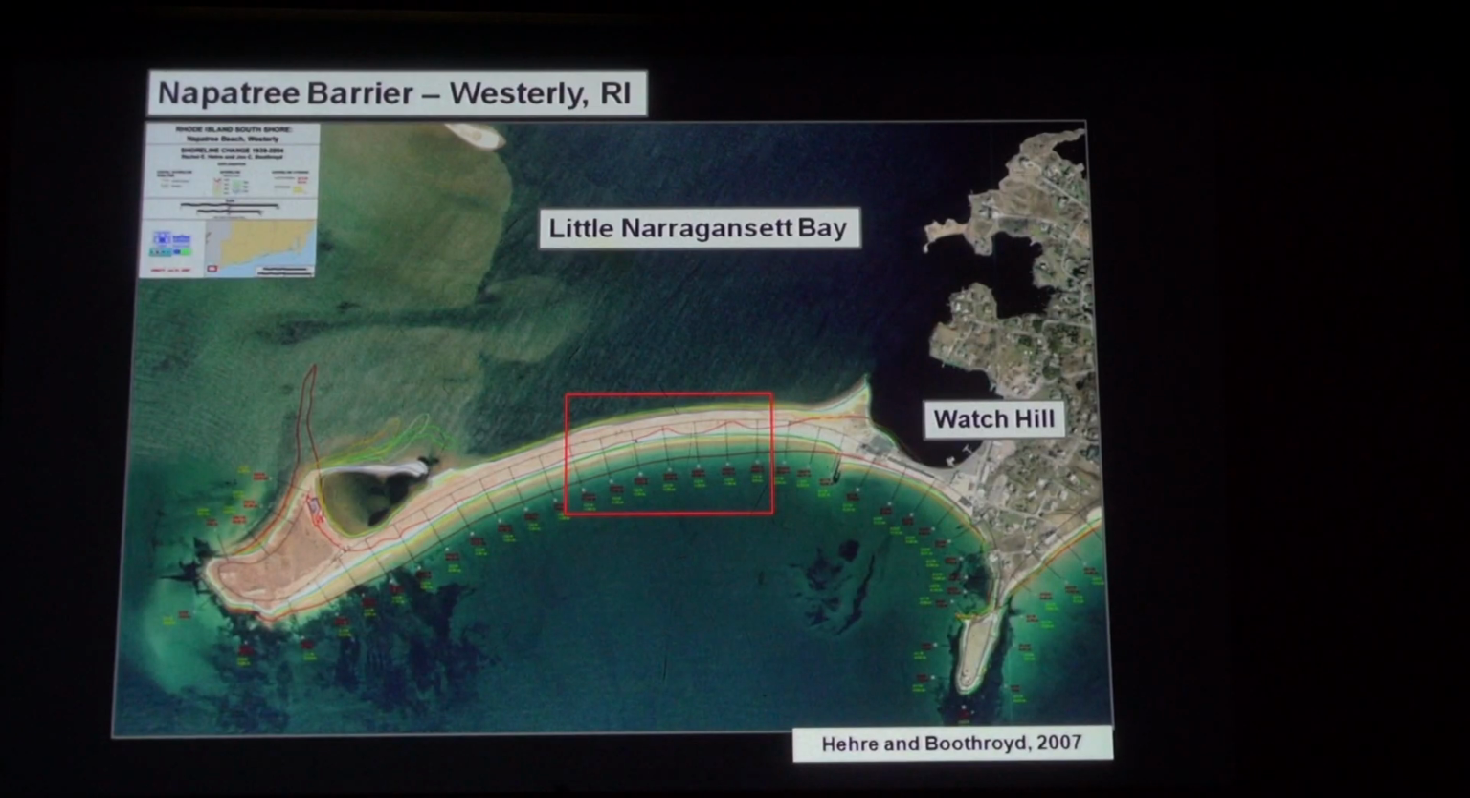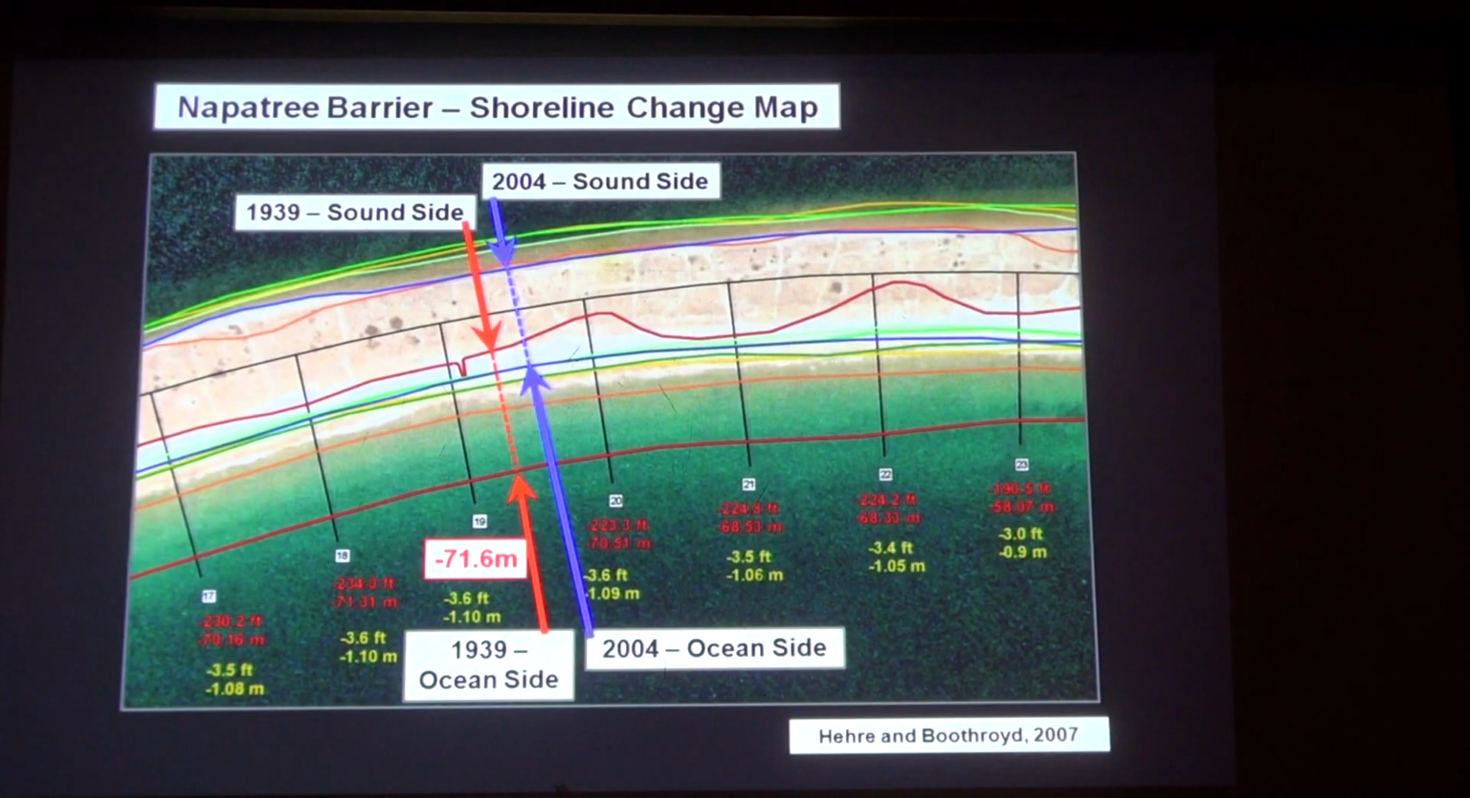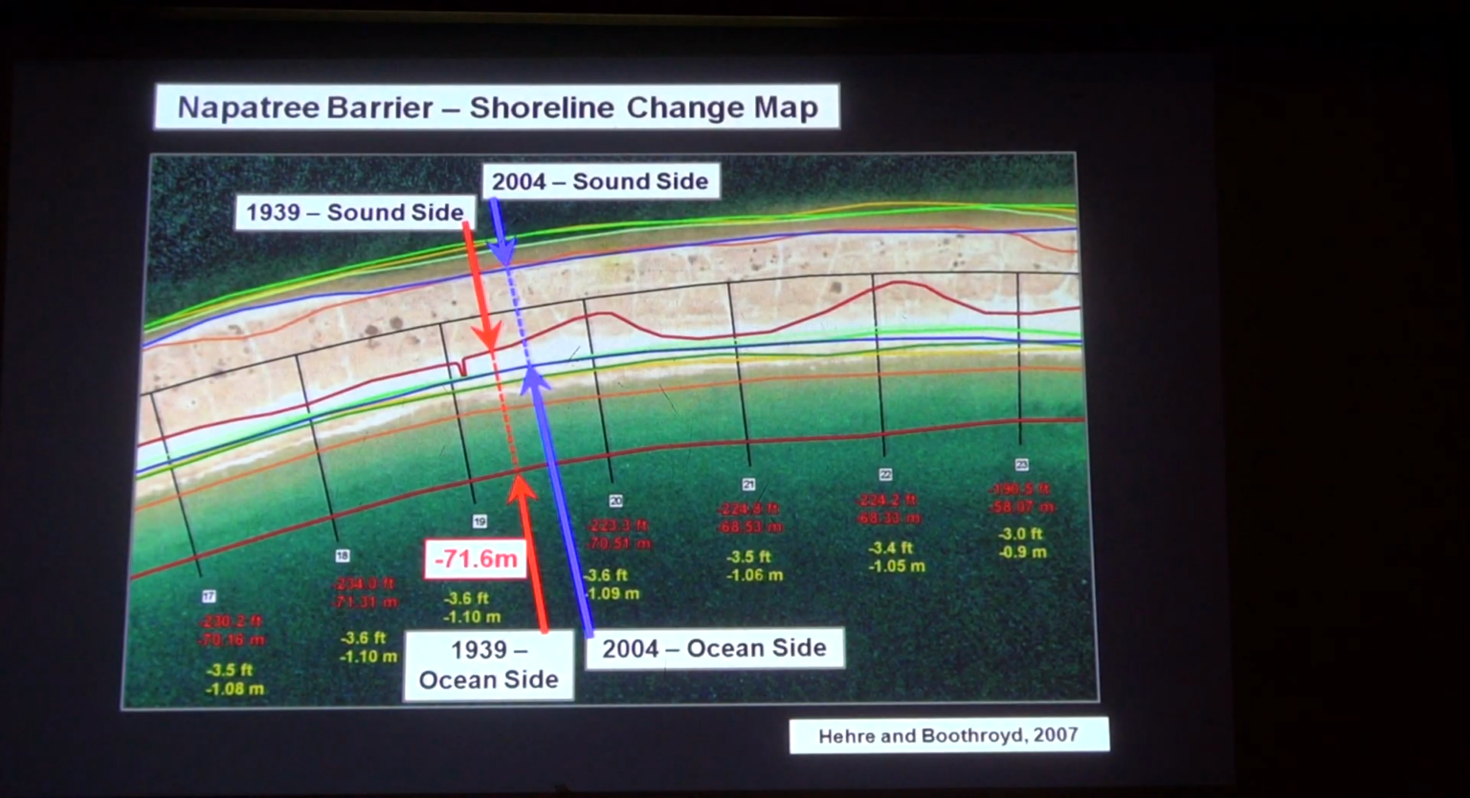Okay, so we can look at that down in Napatree. And so here's the Napatree barrier, which is now mostly conservation land. Watch Hill right here, and we're going to look at this within this square right here. Here's a very busy slide that has the shoreline. This is a shoreline change map, and this is on the CRMC website. This is one of the ones we're going to be updating, but you can go to those.